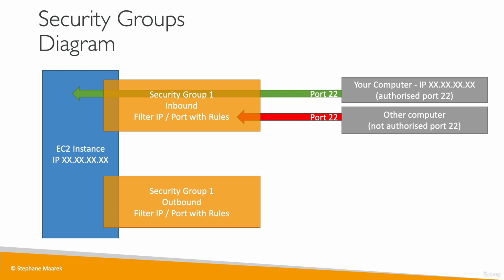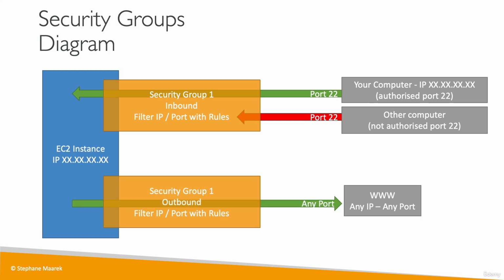Then for the outbound rules, by default, our EC2 instance, for any security group, is going to allow any traffic out of it. So if our EC2 instance tries to access a website and initiate a connection, it is going to be allowed by the security group. So this is the basics of how a firewall works.